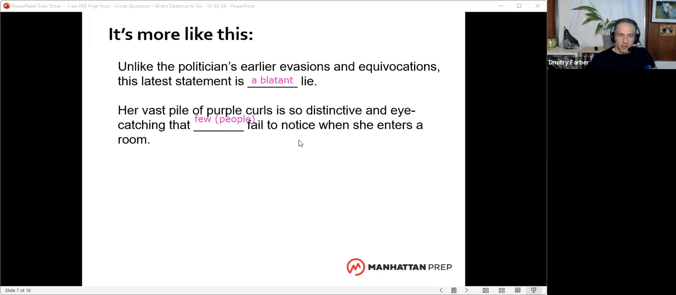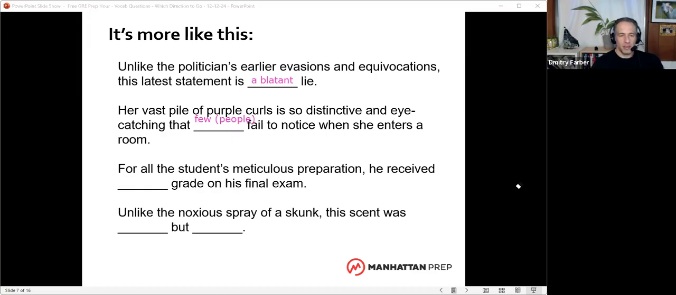Oh, you do not fail to notice. You do notice. It's a double negative, right? And so it's recognizing that sometimes the fill in is itself the marker, right? So we say, oh, let's see, if she's distinctive and eye catching, then you should notice. So what do we know about failing to notice? Oh, that shouldn't happen. We want a negative. We want a negative marker. Okay, great. Let's do a couple more.